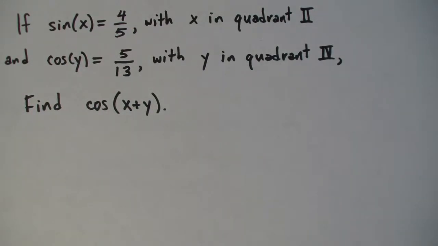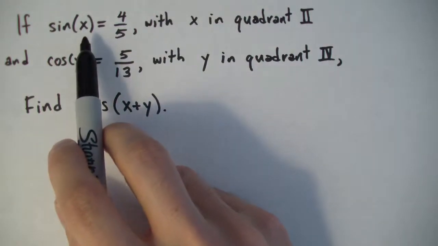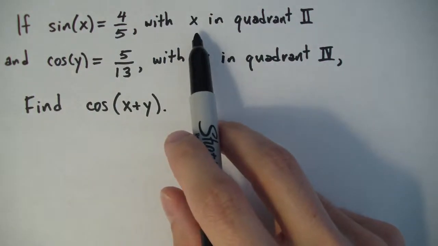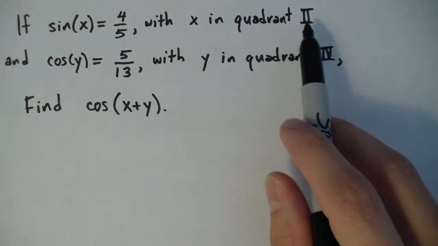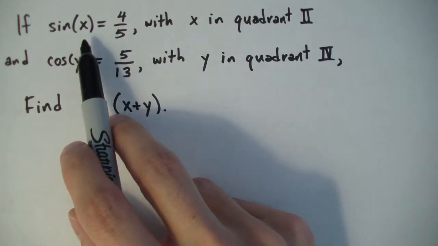Let's look at another application of the sum formula for cosine. So in this example, we actually have a few problems in one. We're told what the value of sine of x is. We're told it's 4/5, and we're told that x is in quadrant 2. Now that is enough information to determine what x is.